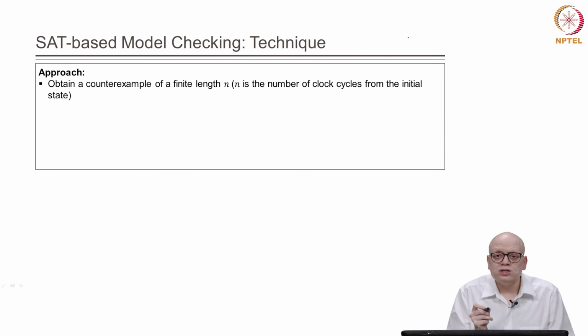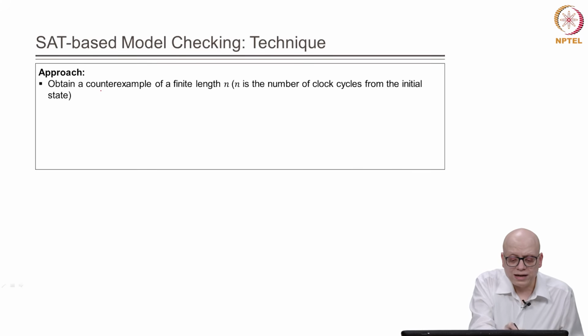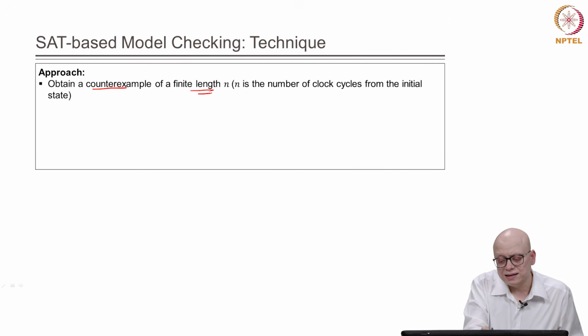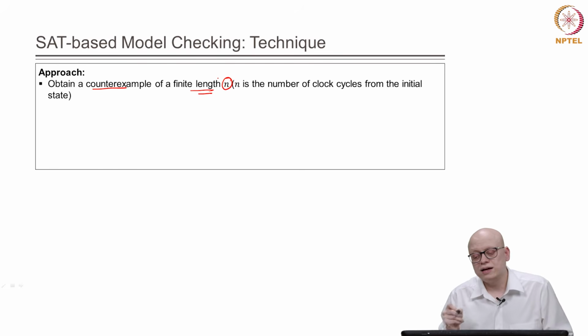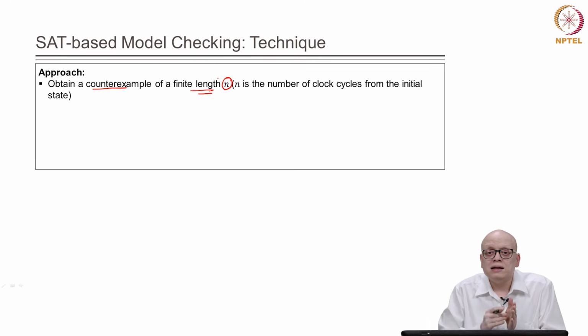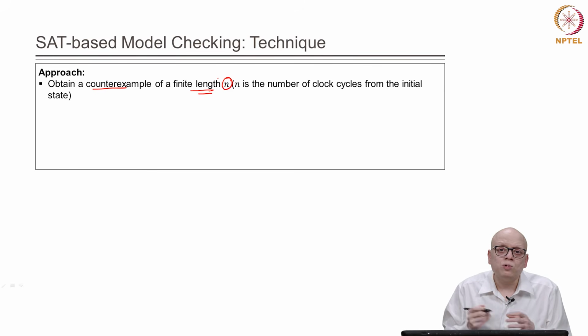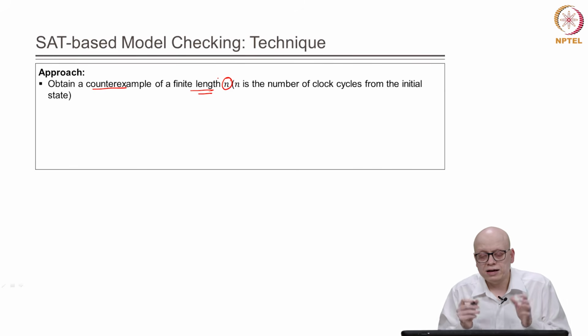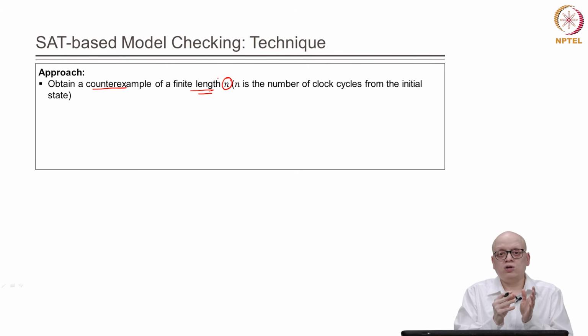The approach used by the model checking tool is to obtain a counter example of a finite length. Length here means the number of clock cycles. From the initial state, say in 10 clock cycles, can I get a counter example? Suppose we are given a property that, given a wrong password, the door should remain locked. Then what would be a counter example? The counter example could be that the given password is wrong and the door opens. That is a kind of counter example.